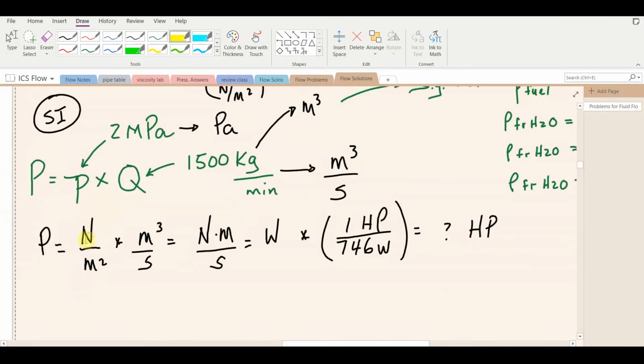So the pressure will be newtons per square meter. The flow rate is cubic meters per second. That'll give you newtons times meters per second, which, just like in the last problem, is watts. To convert that to horsepower, in the SI system, we divide by 746 because there are 746 watts in a horsepower, and there's your answer.